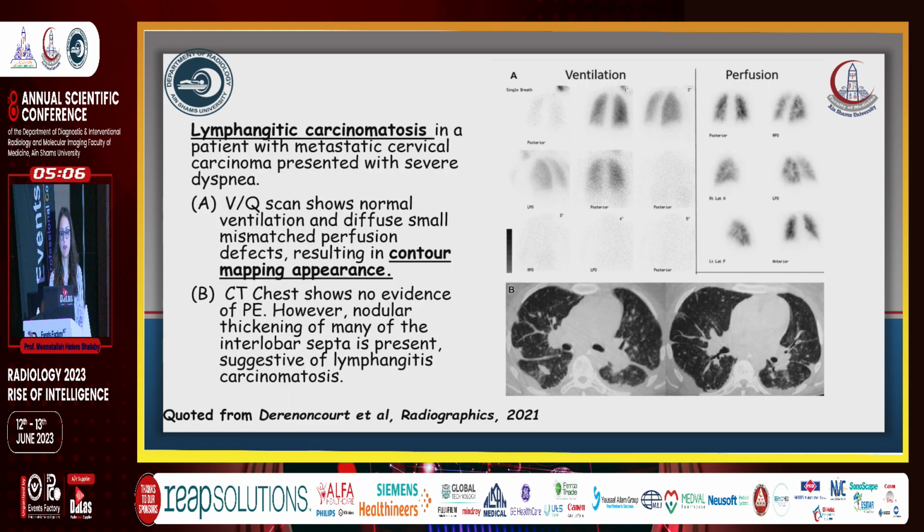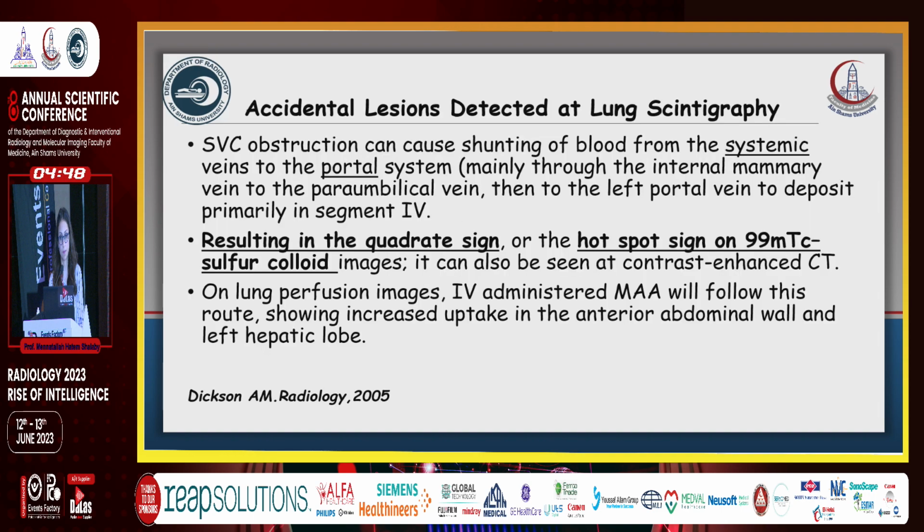As in this case, the ventilation is completely normal. The perfusion shows these peripheral, small, mismatched defects, giving the contour mapping appearance. The corresponding CT image confirmed the presence of thickened interlobular septa, which is suggestive of lymphangitis carcinomatosa.